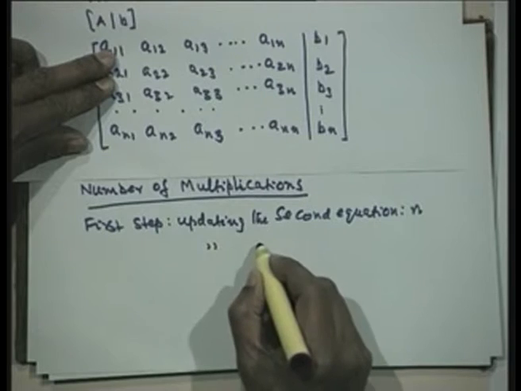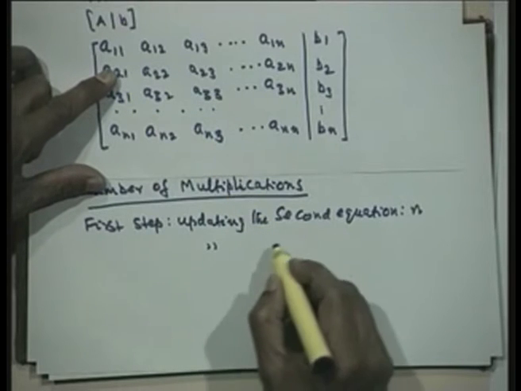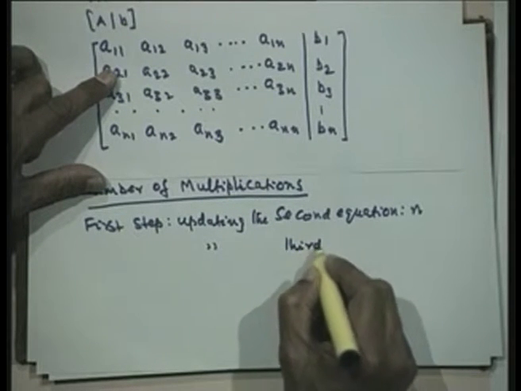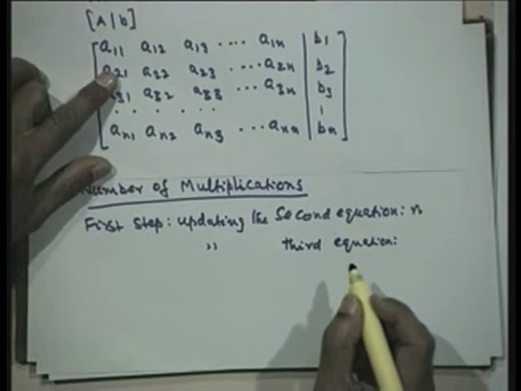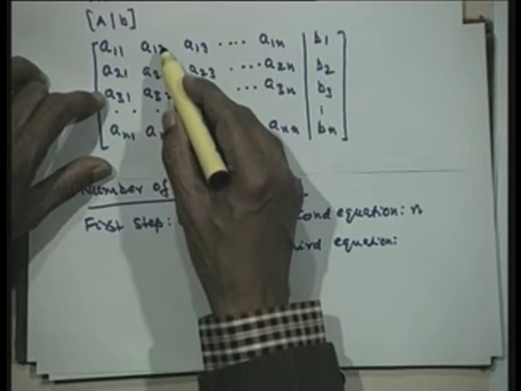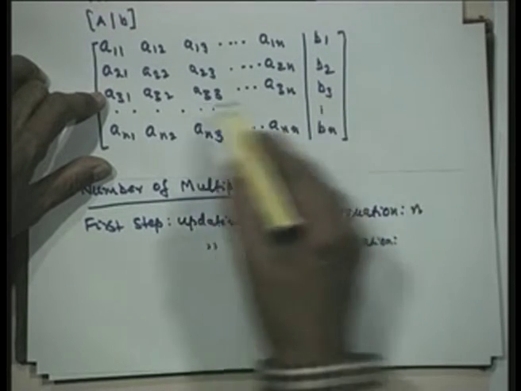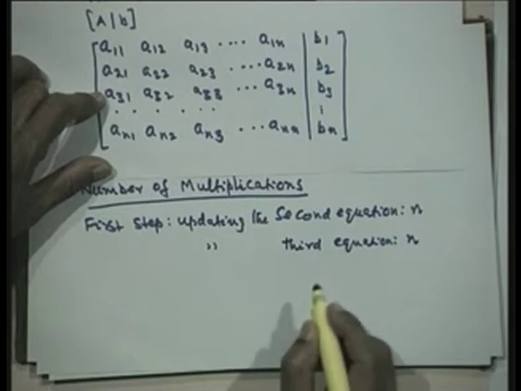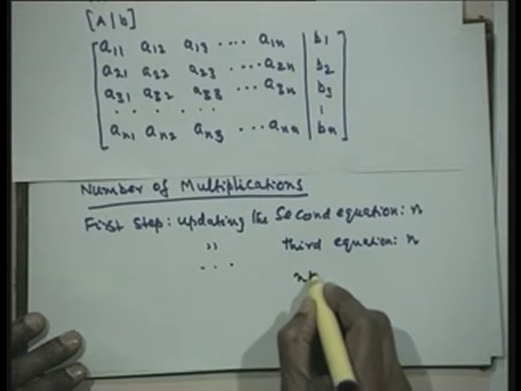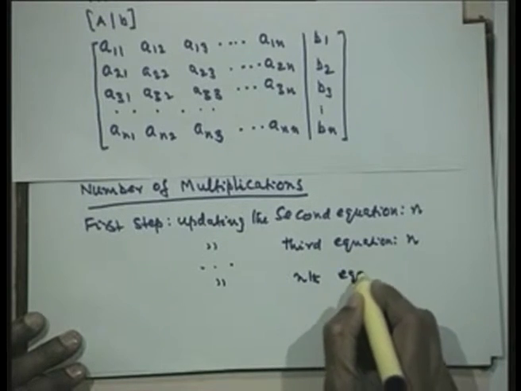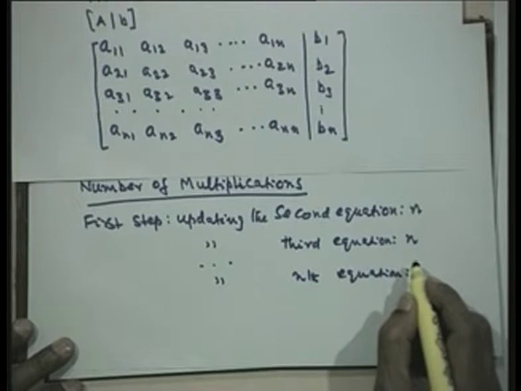Similarly, the first step requires that this element be made 0, this element be made 0, all of them. So, updating the third equation, I am now multiplying by a31 and subtract, a31 into this and subtract. Therefore, I am still continuing with n multiplications and so on. For the nth equation, updating the nth equation, I need n of them.